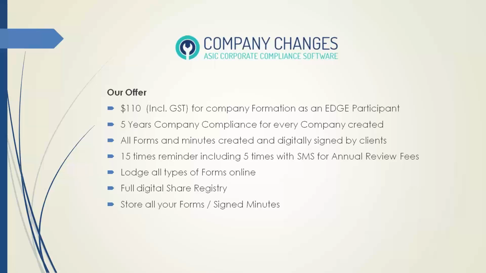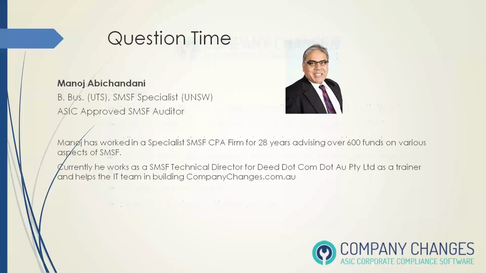You can lodge Form 362, you can add clients, Form 201, so all that is happening. And you'll get a full digital share registry, which is available straight away. Once companies are done, we'll also have a separate one in company changes for unit trust and fixed unit trust, which is going to come very soon. So you'll be able to transfer units from one person to another, or add new unit holders and things like that. All right, I'm done.